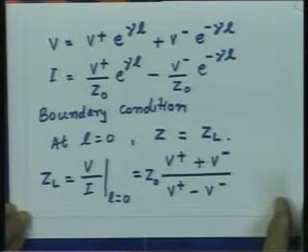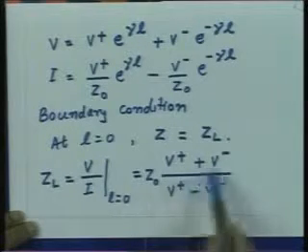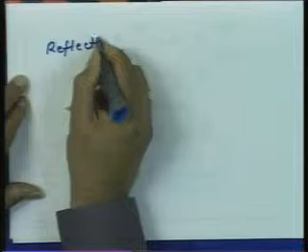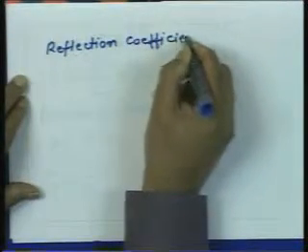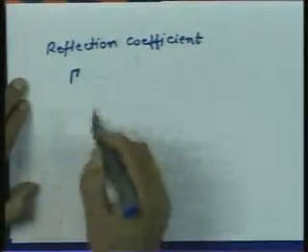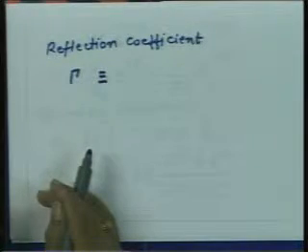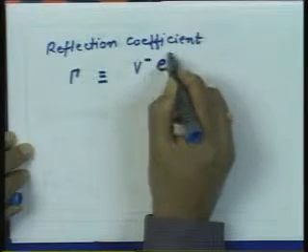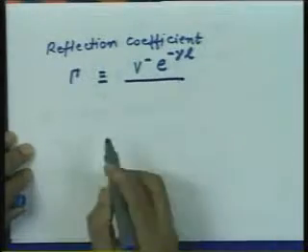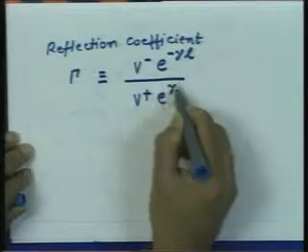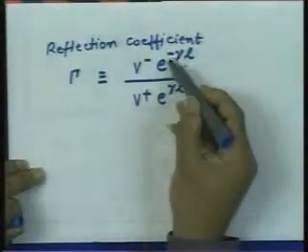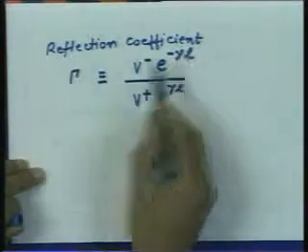So, we now define a new parameter which is a measure of the backward and the forward wave, which is V minus upon V plus, and that quantity we call the reflection coefficient. Let us say I define a parameter, the reflection coefficient, denoted by gamma, and this is defined as the ratio of the backward wave to the forward wave. So, at any location, the voltage for the backward wave will be V minus e to the power minus gamma L, and the voltage for the forward wave is V plus e to the power gamma L. The ratio of these two quantities is what is called the reflection coefficient. Since we are taking the ratio of the backward and forward voltage waves, we call this the voltage reflection coefficient.